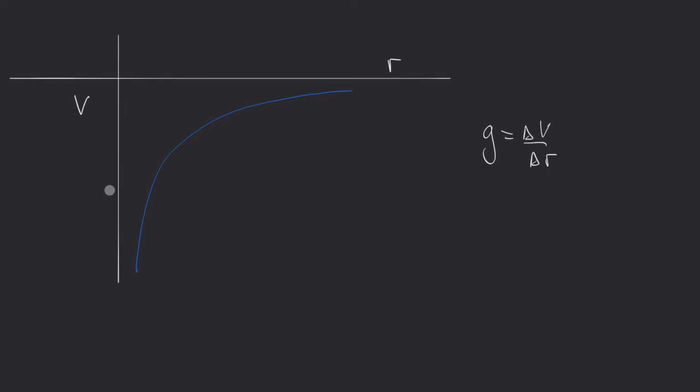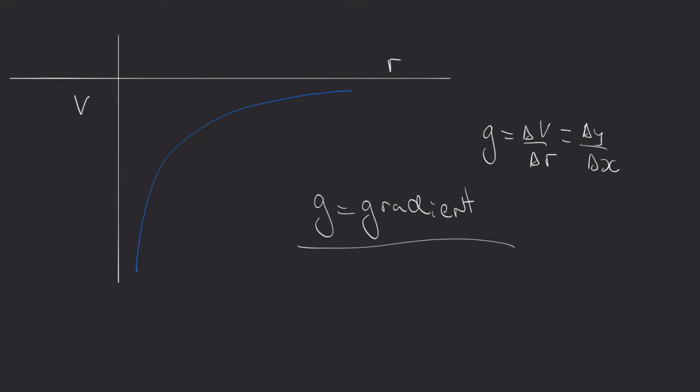Another question which appears often is what quantity is given by the gradient of a graph of the gravitational potential against distance. Well, remember, g is equal to delta V over delta r, and if we really think about it, this is just delta y over delta x, meaning that g is in this case the gradient. In other words, gravitational field strength is the gradient in a graph of gravitational potential against distance.